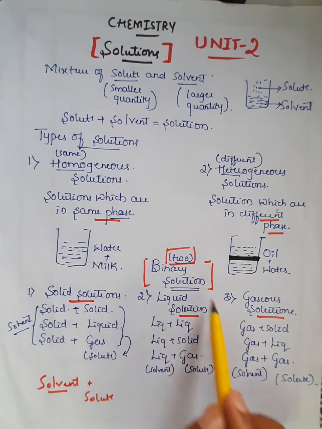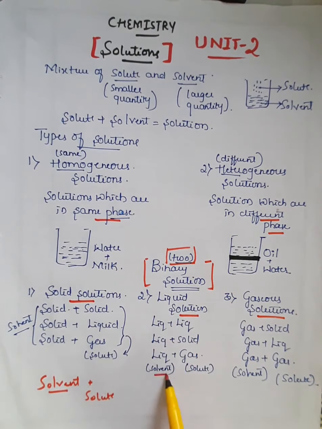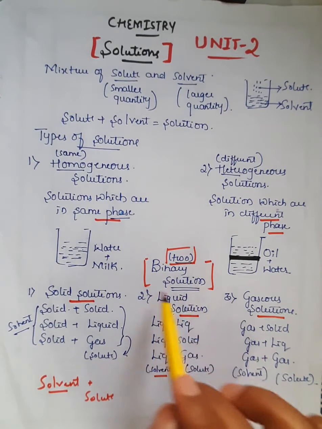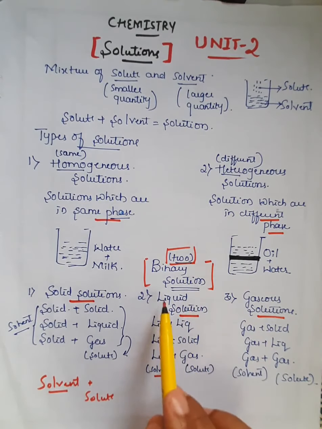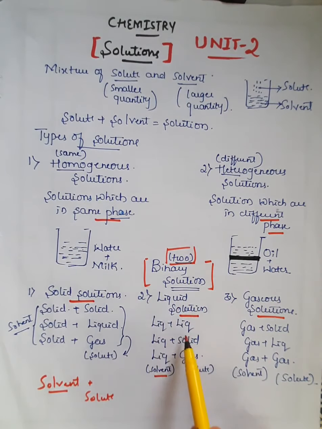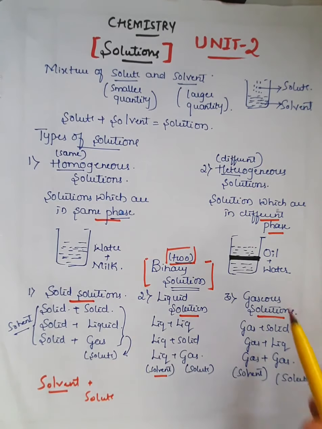The second type of binary solutions are generally called liquid solutions, and here the solvent molecules are constant, all the molecules are liquid, and liquid is added to liquid, liquid added to solid, liquid added to gas, like this. By changing the solute molecules, the overall solution changes. Therefore the second type is liquid solution: liquid added to liquid, liquid added to solid, and liquid added to gas. Here the liquid is the solvent.